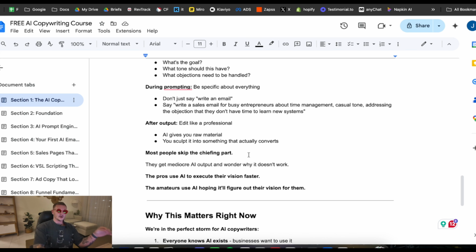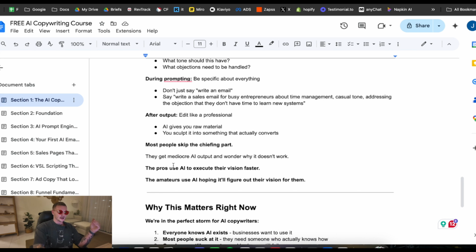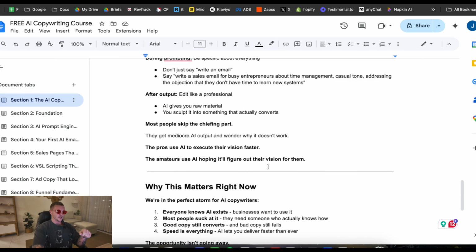Most people, when they use AI for copywriting, are missing out this copy chiefing part. They're getting a mediocre AI output and then they put it into their email software and they wonder why it doesn't convert. We just use AI to get there faster, and we're just doing the little editing bits before and after. That's how we use AI.